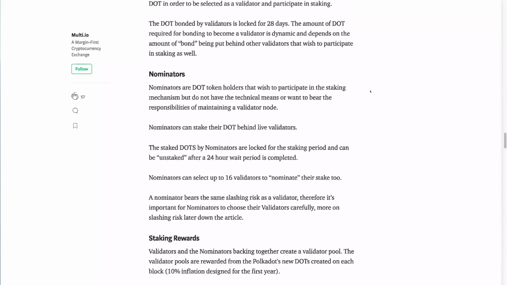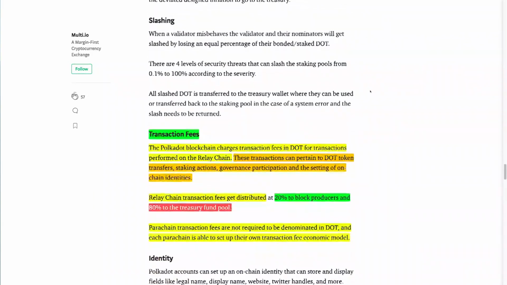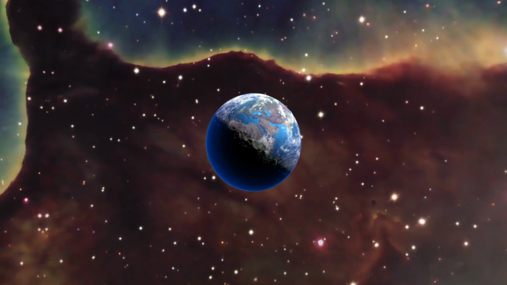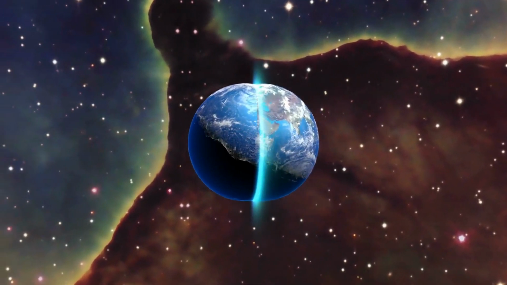And I hope that by the end of this video, you will have a better understanding of what Polkadot is, why it's important, why you should definitely have an eye on it, and how it's going to transform not only the crypto industry, but even possibly the world as a whole in the years to come.